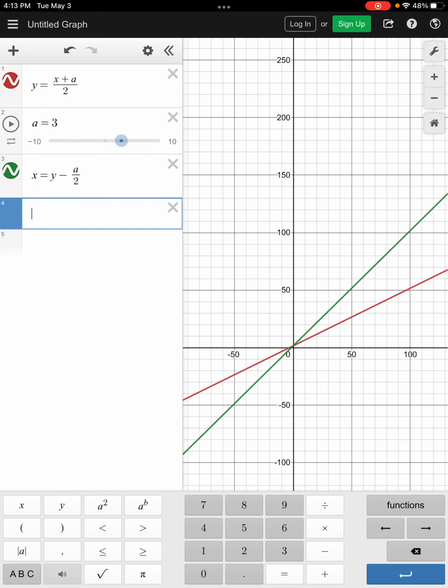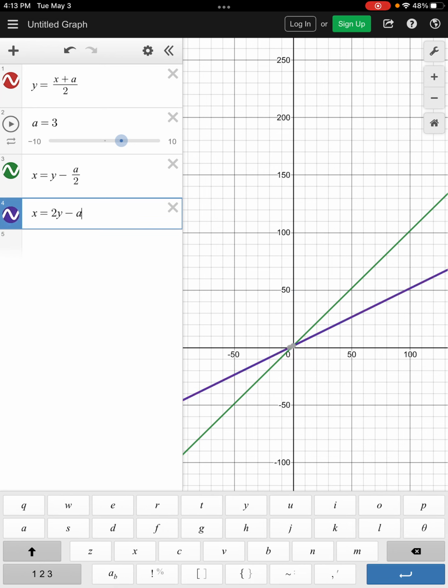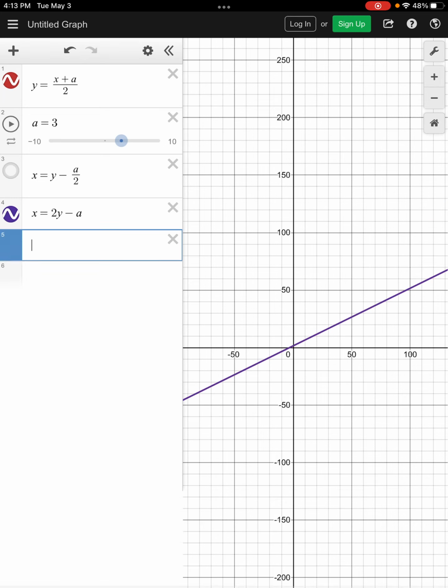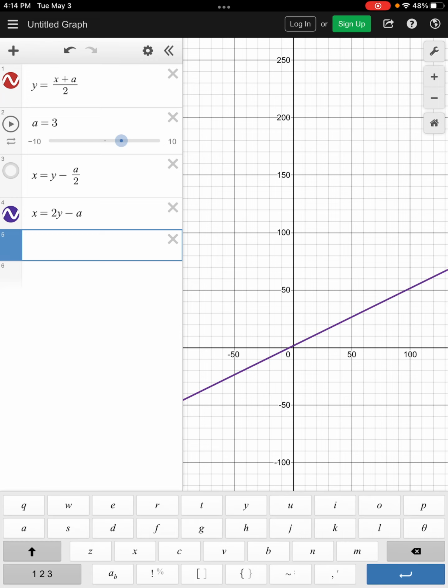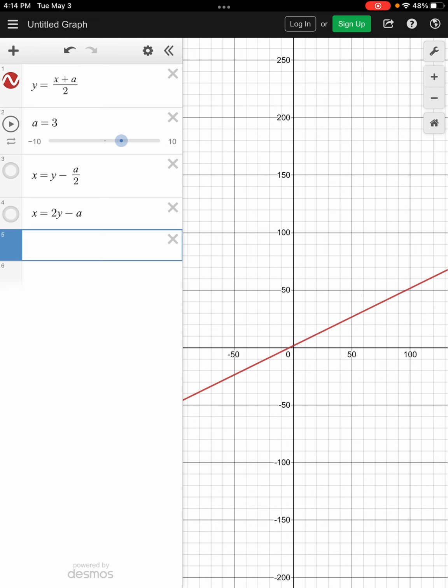We have X equals 2Y minus A. And purple, does that line up? Sure does. It's exact. I'm going to check it with the last ones just to make sure. It's the second choice. I'm going to check with all of them.